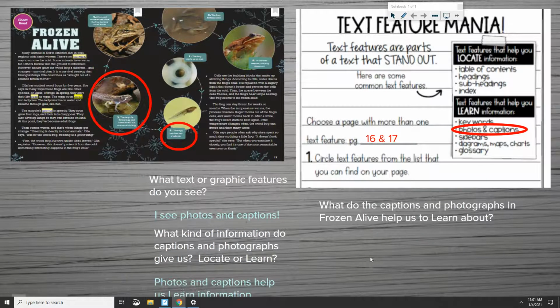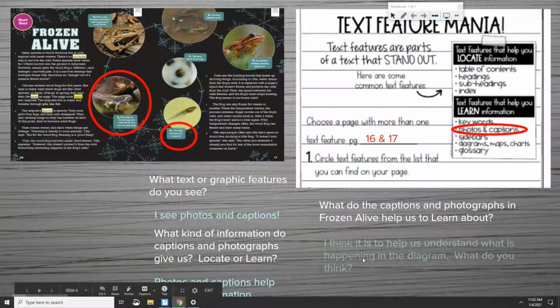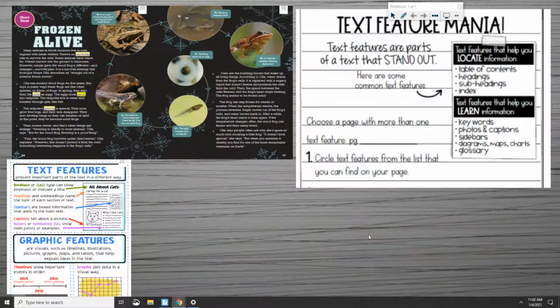And then what do the captions and photograph in Frozen Alive help us to learn about? Well, it helps us to understand what is happening in this diagram. So this is where it starts out as an egg, turns into a tadpole, grows its legs, becomes an adult, then it freezes, and then it unfreezes. So it is helping us to understand what's happening in the diagram, or the life cycle of the frog. So you guys are going to do the same thing. What other text features are there besides the photos and captions?